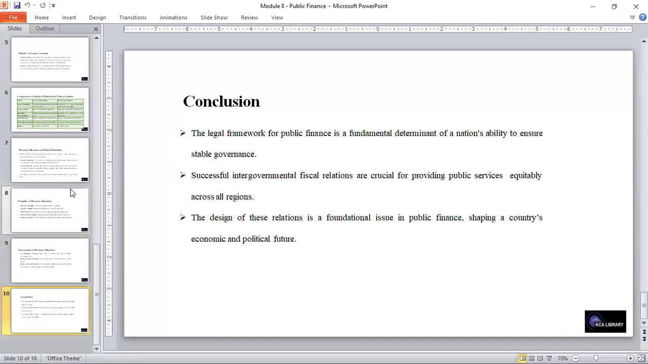In conclusion, the legal framework for public finance is a fundamental determinant of a nation's ability to ensure stable governance. Successful intergovernmental fiscal relations are crucial for providing public services equitably across all regions. And the design of these relations is a fundamental issue in public finance, shaping a country's economic and political future.